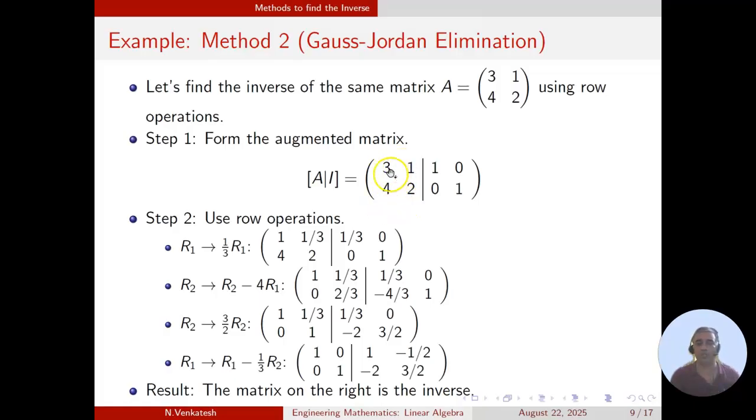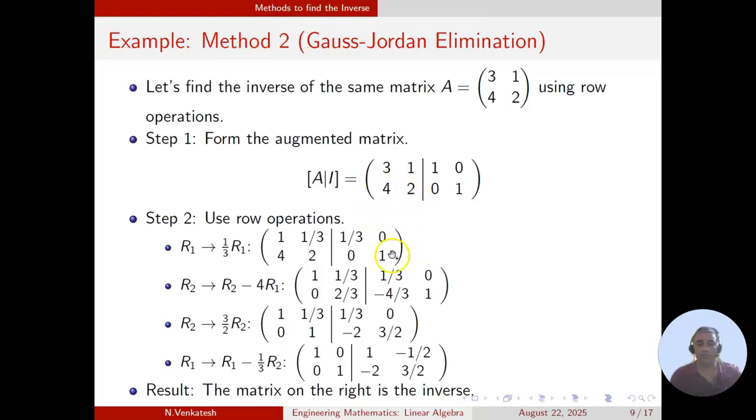To transform 3 to 1, we divide all the elements of this row by 3. So we'll get 1, 1 by 3, 1 by 3, 0. Then next we have to transform this 4 into 0, because to get an identity matrix it should be 0. To get a 0, we multiply the first row by 4 and then subtract from this. So we transform R2 as R2 minus 4R1, and we will get this.